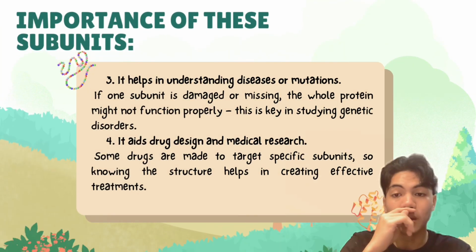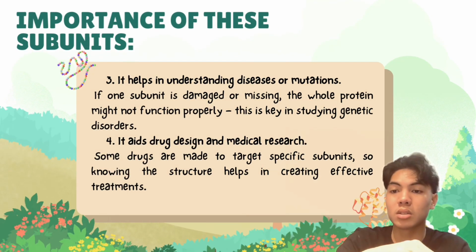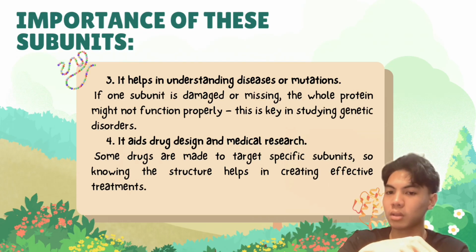The third is that it helps us understand diseases or mutations. If one subunit is damaged or missing, the whole protein might not function properly. This is key in studying genetic disorders. And lastly, it aids drug design and medical research. Some drugs are made to target specific subunits, so knowing the structure helps in creating effective treatments.